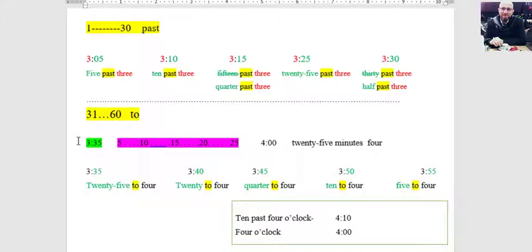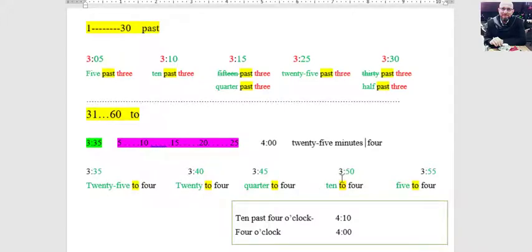So this is how we write this time. Look here, 3 and 35 minutes. After 31 minutes, we don't say and, we say to. So I need 25 minutes to 4. What about here? How many minutes do I need to go to 4? I need 20 minutes to 4. What about here? How many minutes? I need 15 minutes to go to 4, but we don't write 15. The same here, we write quarter to 4.